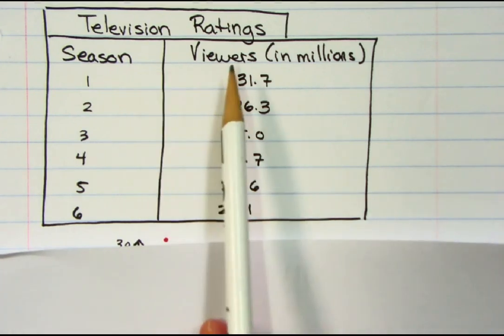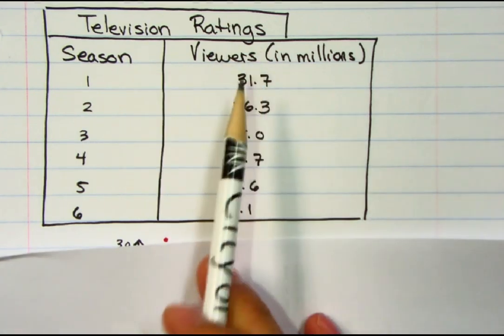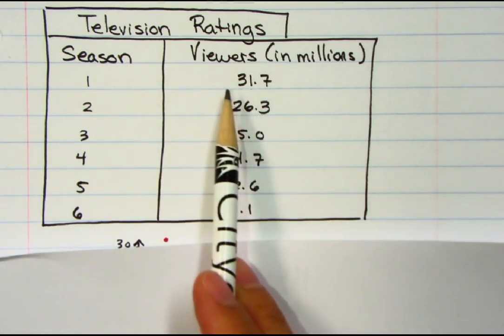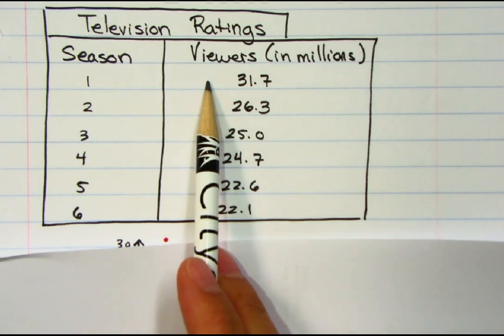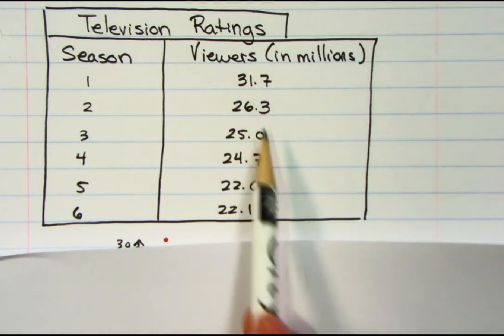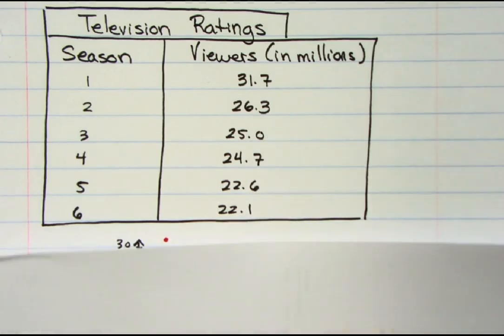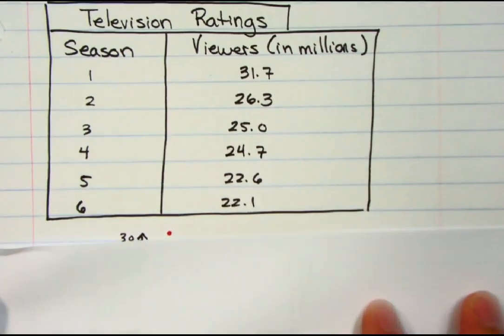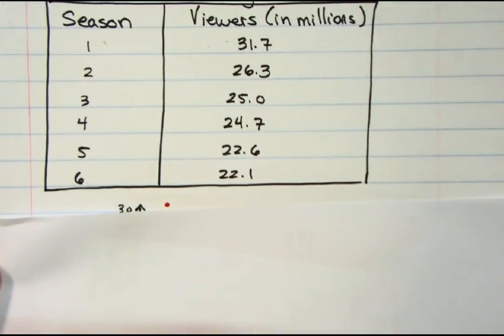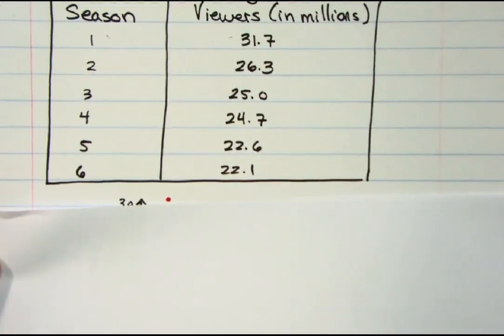Here's some television ratings on a particular TV show, okay? Season 1 through 6, and the number of viewers. So in the very beginning, 31.7 million. This is all in millions. And then they changed as the seasons go on. So what we do is we're going to take this as two variables. This is seasons and this is viewers. And what we want to do is create a graph. So that's what we're going to do next.